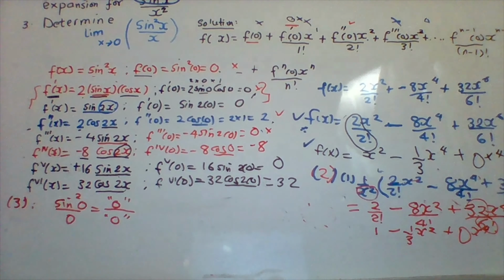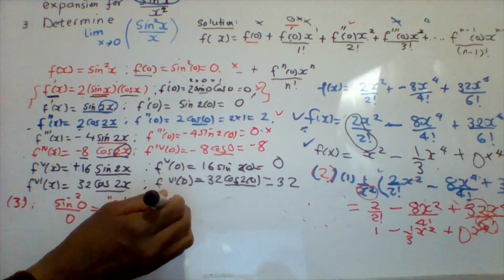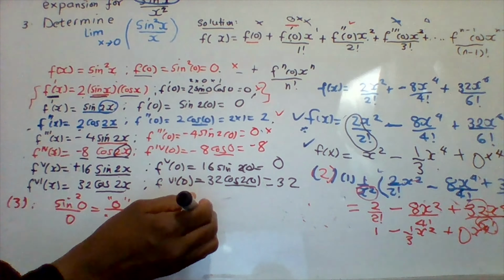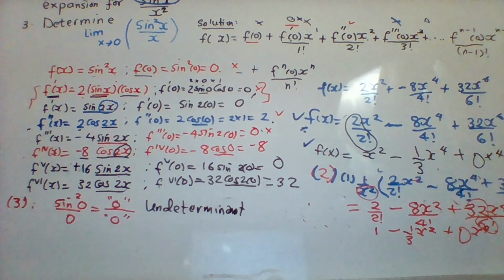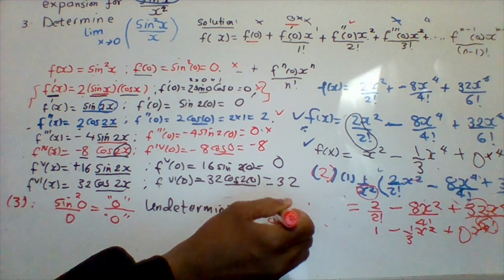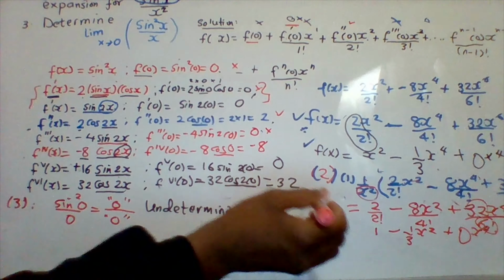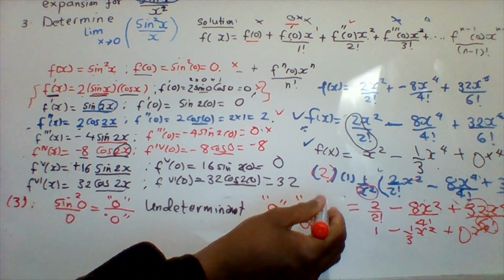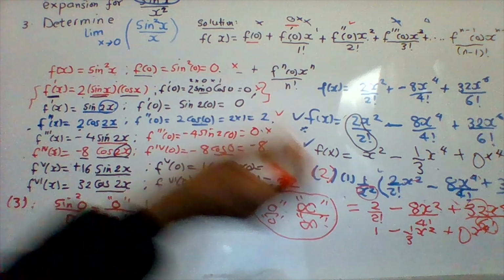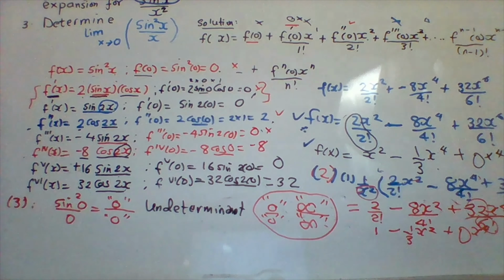So if this is indeterminate, how do you know? It is indeterminate only when you have 0 over 0, or you have infinity over infinity. So this you call indeterminate. So when you have that situation, what you do is try to differentiate the numerator separately and the denominator separately.